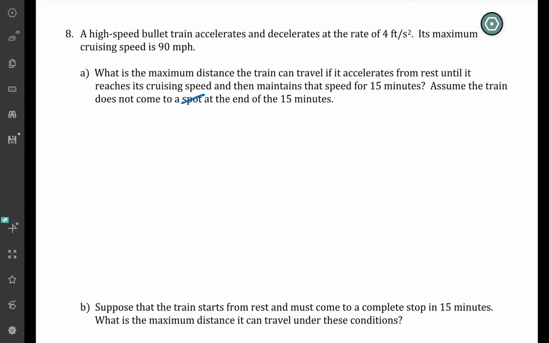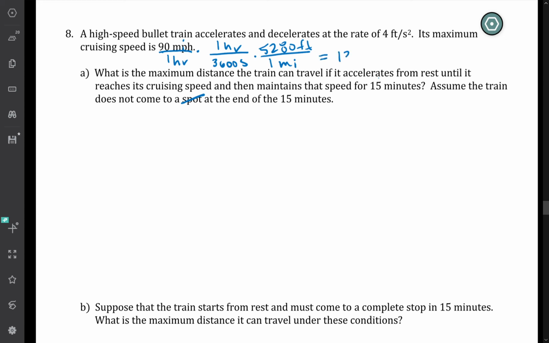Okay, so I'm spotting one thing right away. I have this 90 miles per hour that I would like to convert to feet per second. So if this is 90 miles in 1 hour, we're going to say 1 hour is the same as 3,600 seconds, and 1 mile is the same as 5,280 feet. I preemptively crunched these numbers, and I got 132 feet per second.